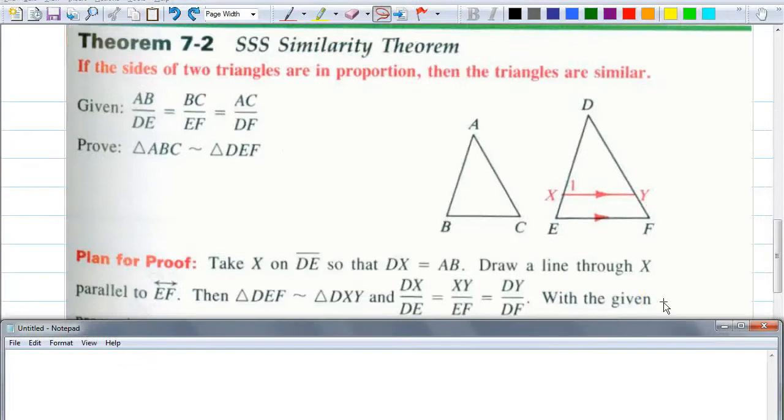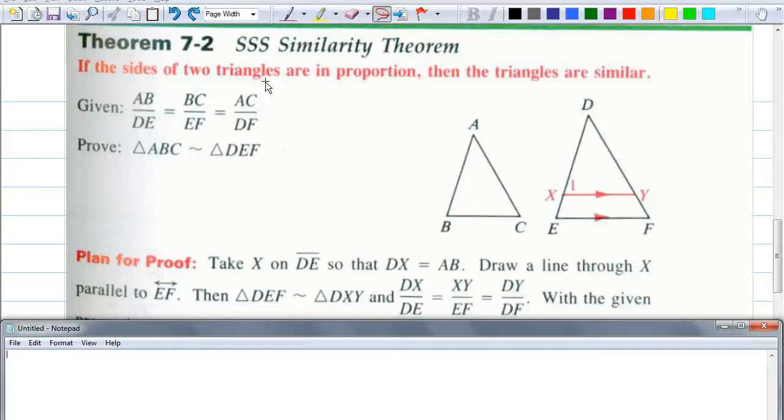If we can show that triangle ABC is congruent to triangle DXY, then we know these two triangles will be similar, because if they're congruent, they're also similar. And by using the transitive property of similarity, we could say triangle ABC is similar to DEF. But then the problem is, how are we going to show that triangle ABC is congruent to triangle DXY? Some of you said, wait a minute, just by knowing that all sides are in proportion, doesn't that make these two triangles similar? Well, that's what this theorem is trying to say. We don't know that yet.